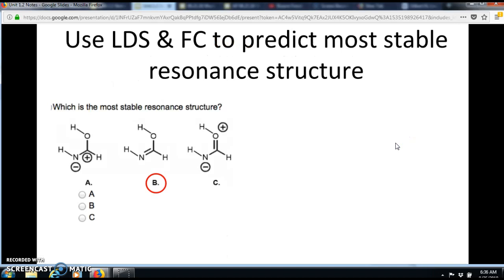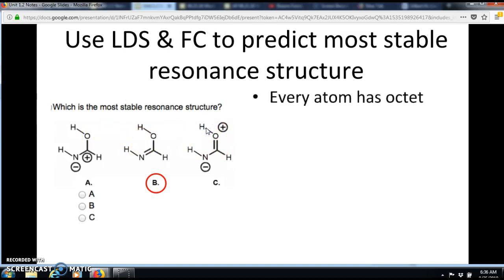Okay, so here are some uses for Lewis dot structures, a way we can apply Lewis dot structures to make sense of things. We can use them to predict the most stable resonance structure. And in this example, it's asking which one of these is the most stable resonance structure. Because applying the Lewis dot structure rules, you could technically draw this molecule either of these three ways. So which one's the most stable?